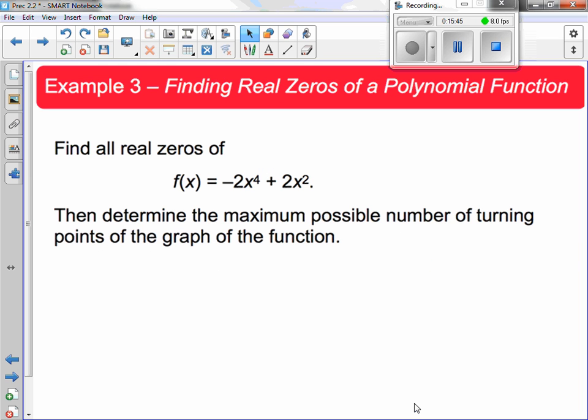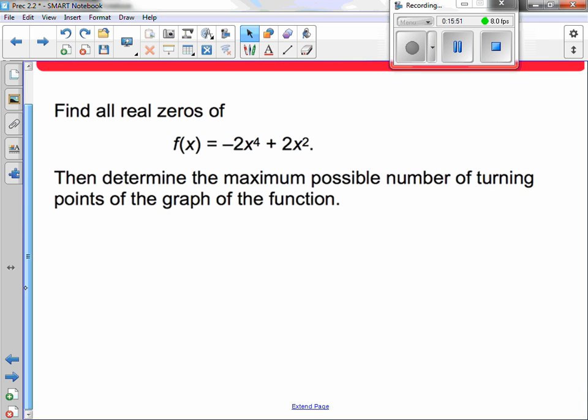Find all the zeros for this here. Then determine the maximum number of turning points of the graph. Well, that's the easiest part. Maximum number of turning points is the degree minus 1. So what's the degree? 4 minus 1 is?